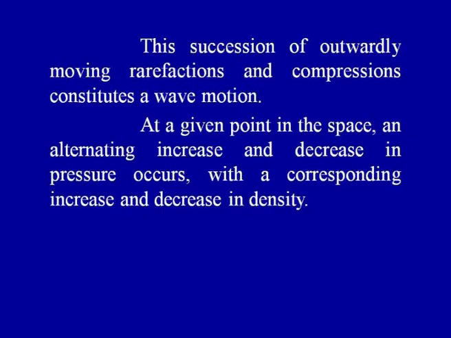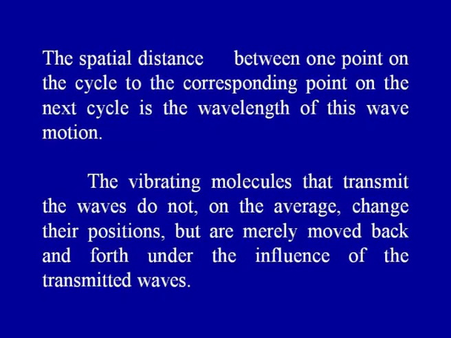At a given point in the space, an alternating increase and decrease in pressure leading to a corresponding increase and decrease in density occurs. The spatial distance between any one point on the cycle to the corresponding point on the next cycle is the wavelength of this wave motion. This is really the distance which the wave travels during the time the particle executes one complete vibration.